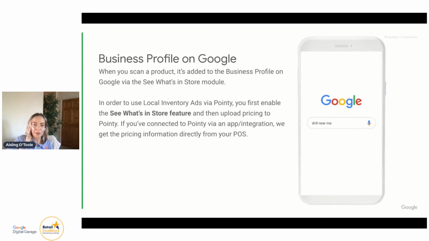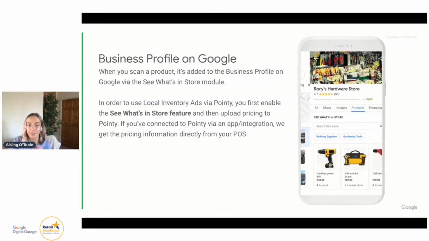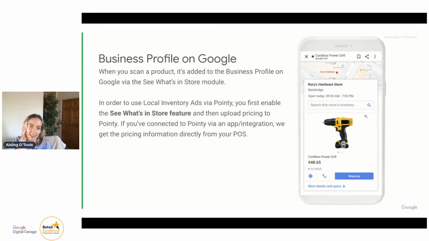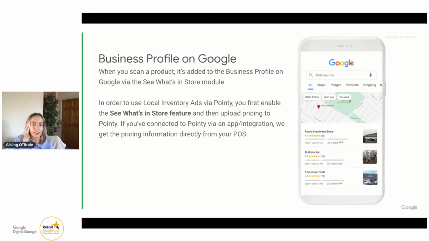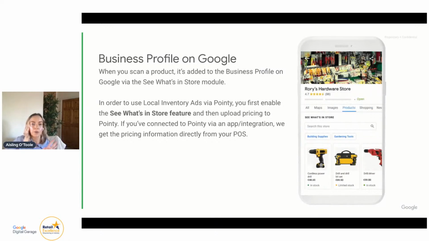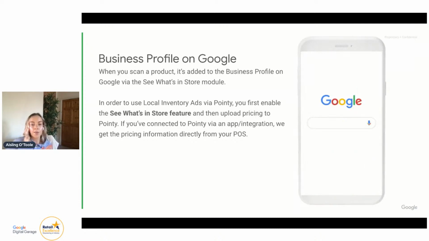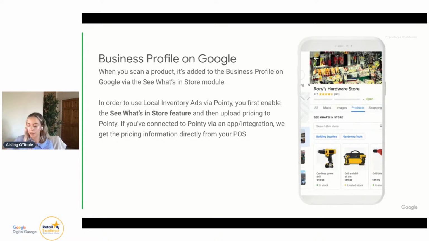We all now know customers are researching stores and products before making the trip. So you'll remember those near me shoppers we mentioned at the start. This is a great solution to show them what's available in your store. Just a note on this one as well: while linking to Google with See What's in Store is a step in setting up your local inventory ads, running ads is optional. Some Pointy retailers will just link to Google and add their products to their business profile.